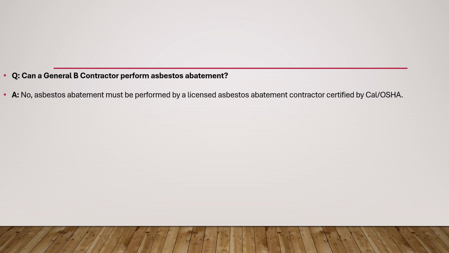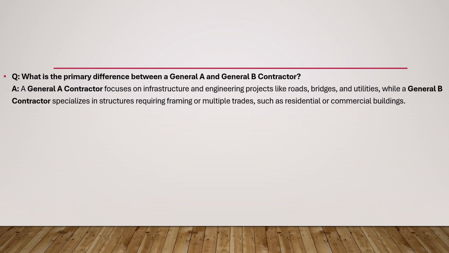Can a General B contractor perform asbestos abatement? No. Asbestos abatement must be performed by a licensed asbestos abatement contractor certified by Cal-OSHA. What is the primary difference between a General A and General B contractor? A General A contractor focuses on infrastructure and engineering projects like roads, bridges, and utilities, while a General B contractor specializes in structures requiring framing or multiple trades, such as residential or commercial buildings.